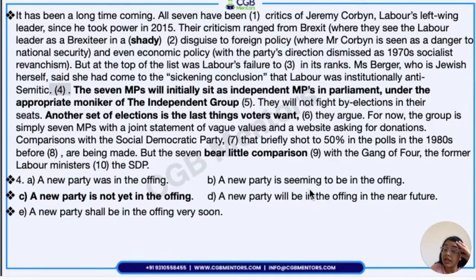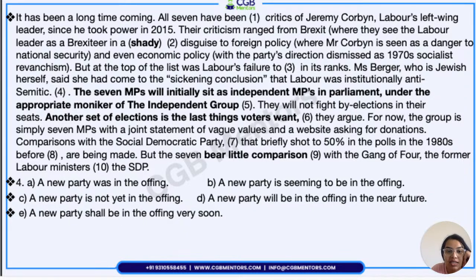Seen ऐसे भी stative verb है. Stative verb मतलब उसे हम continuous tense में use नहीं करते हैं. A new party shall be in the offing very soon. जल्दी होगी तो MPs क्या कर रहे हैं? We are saying a new party is not in the scenario, and that's why these 7 MPs will initially sit as independent MPs. तो वहाँ पे C आपका answer था contextually.